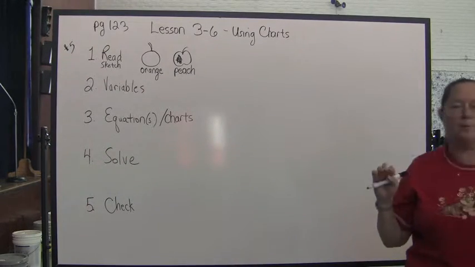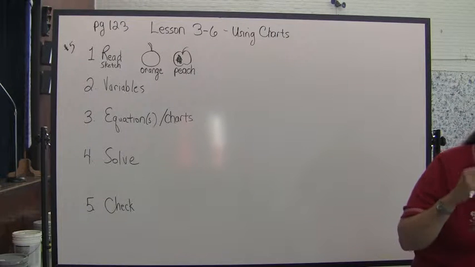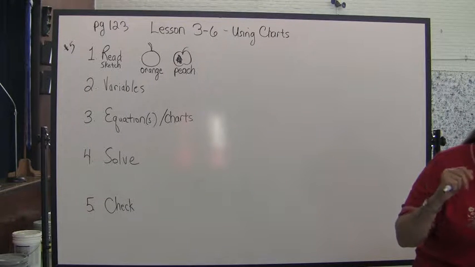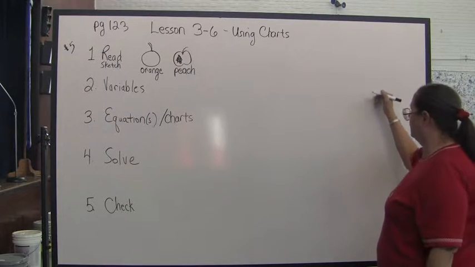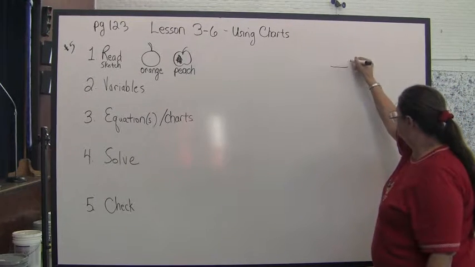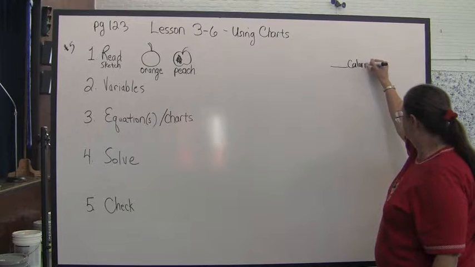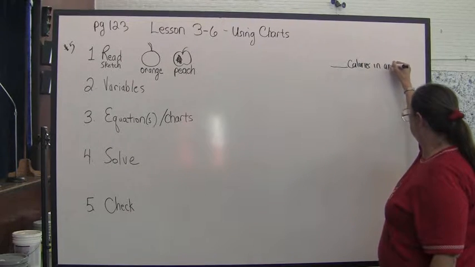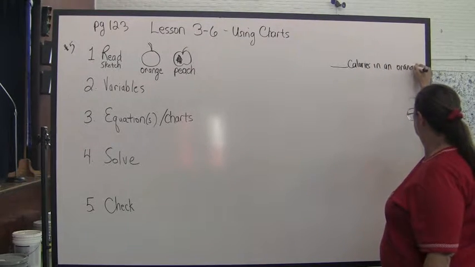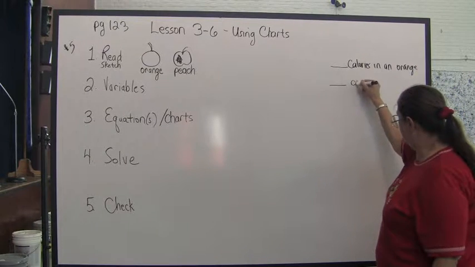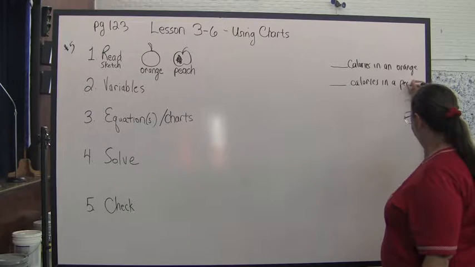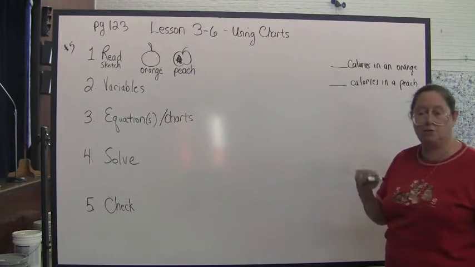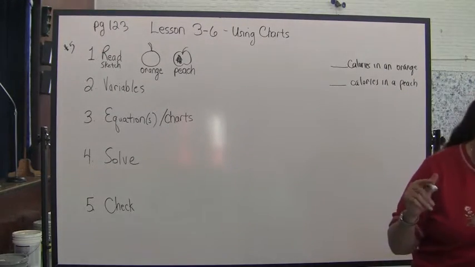I'm going to read the problem. You can read it in your book. It says, find the number of calories in an orange and a peach. So what we want to know is blank calories in an orange and blank calories in a peach. That's what we want to find. That's what the problem asks for.